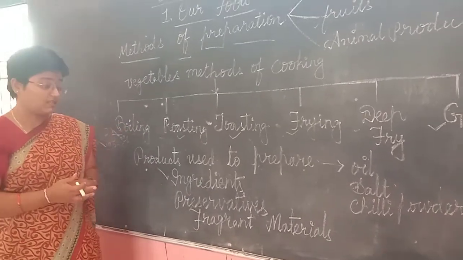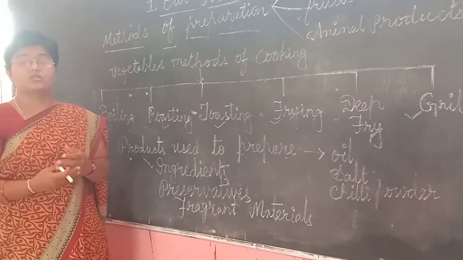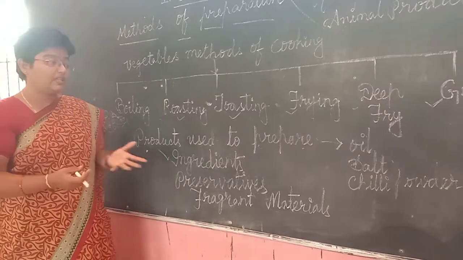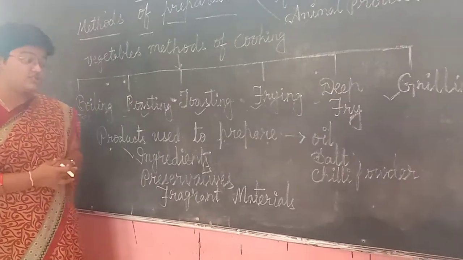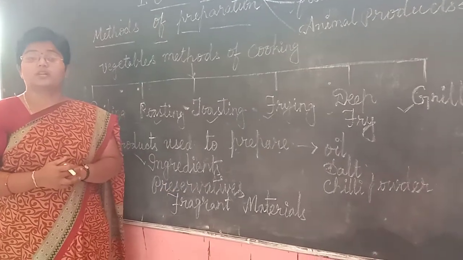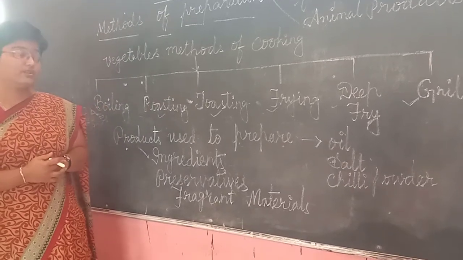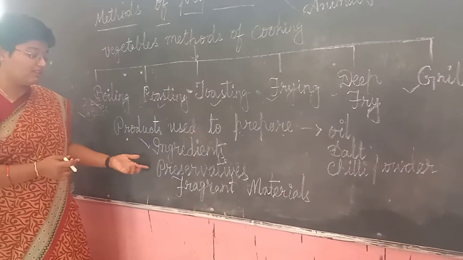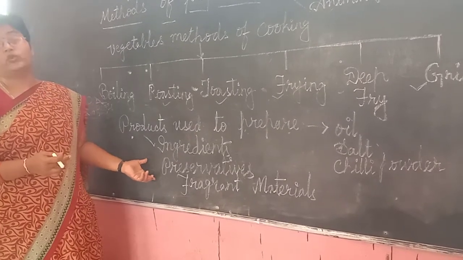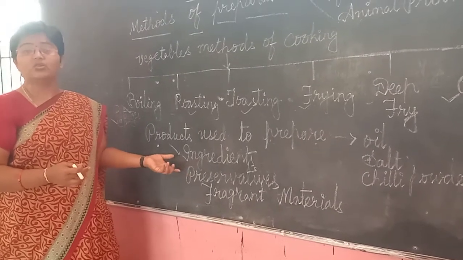If you observe a Lays packet, we can see potatoes, salt, flour, chili powder, oil and so on. Then what are the preservatives used to preserve that? They will be given as extras, observed as different kinds of preservatives. You can see all these things on packed food. It may be jam or jellies and so on. You can even find them on cool drink bottles.